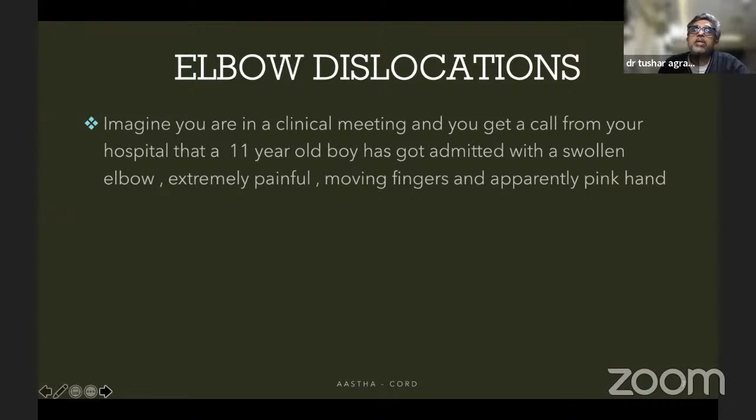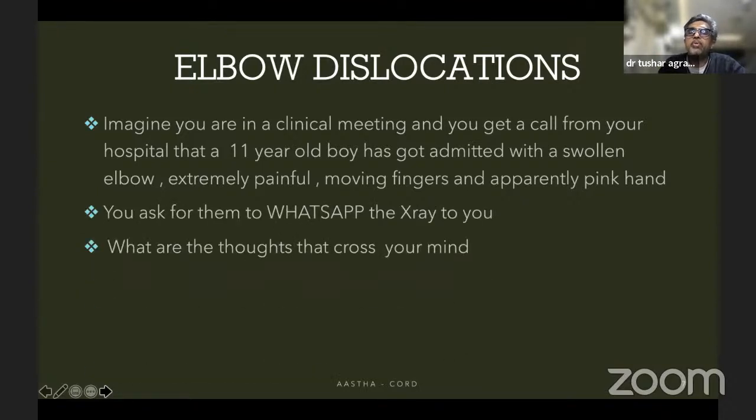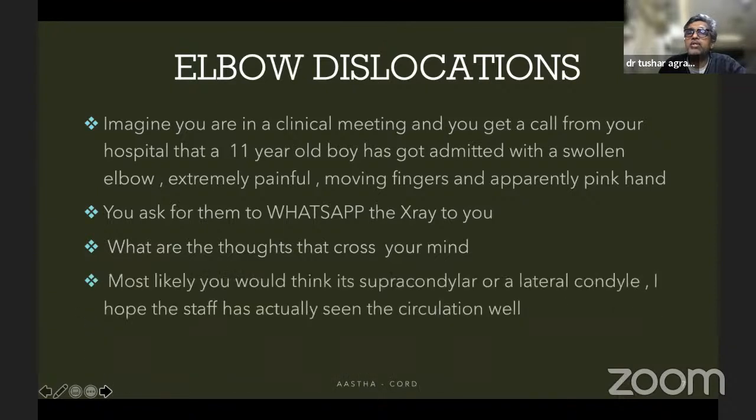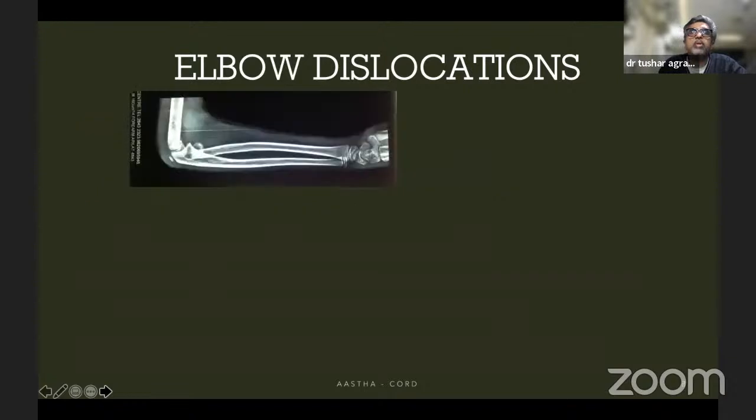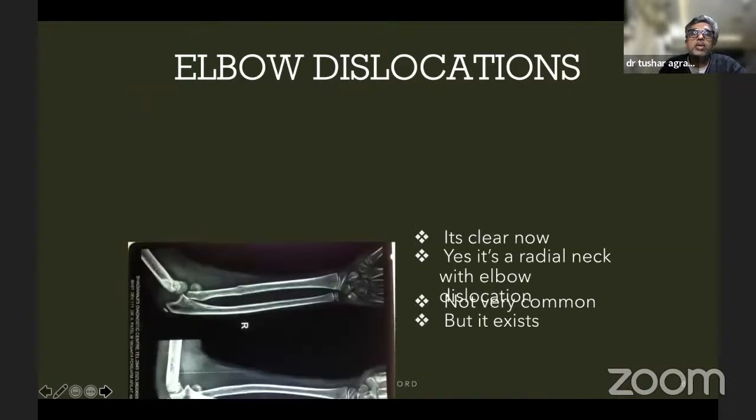Imagine you're sitting in a meeting like this and you get a call from your hospital saying that an 11-year-old boy has been admitted with a swollen elbow which is extremely painful. However, he's moving his fingers and he's got a pink hand. The first thing that comes to your mind will be, obviously, a bad supracondylar fracture, or a lateral condyle, because that's what comes mostly. However, you see an X-ray like this. Now you feel, this is definitely not a lateral condyle. This is definitely not a supracondylar. So what is it?